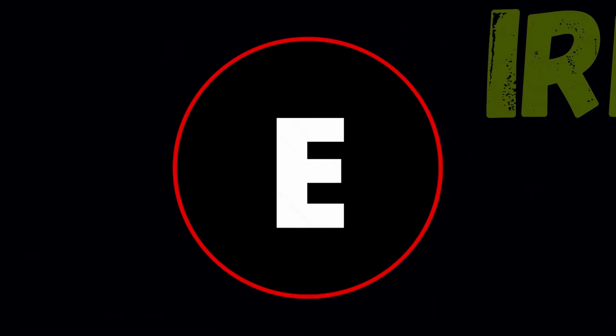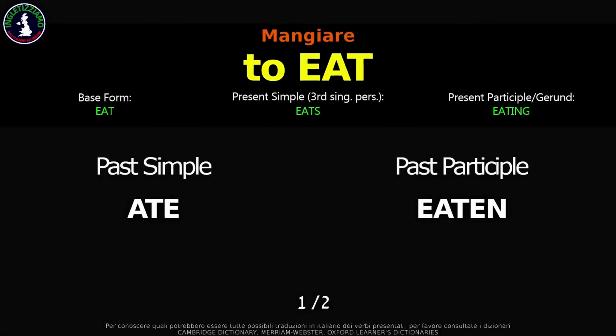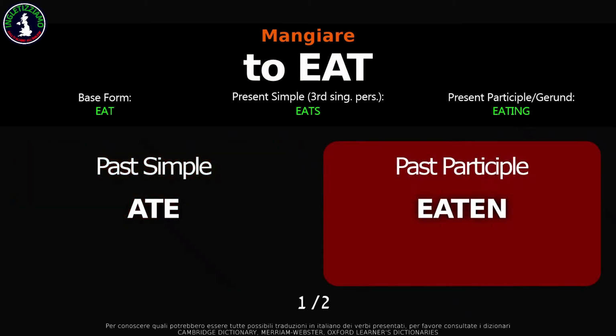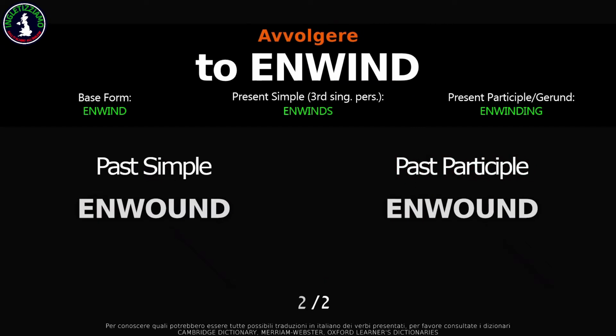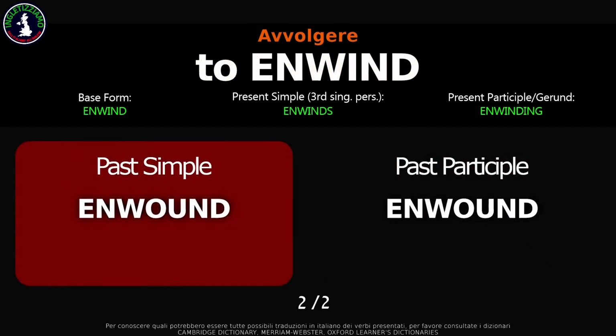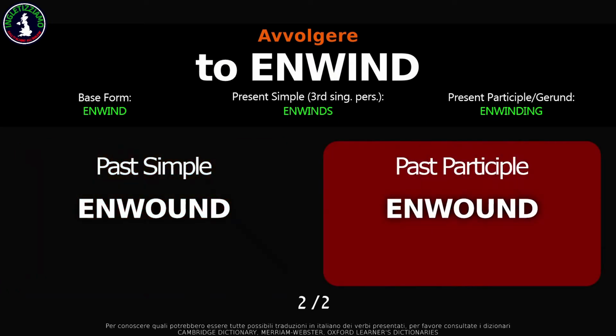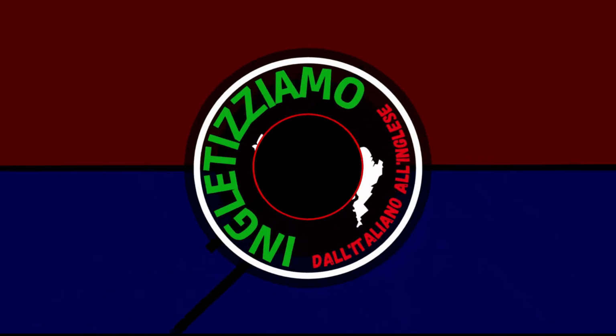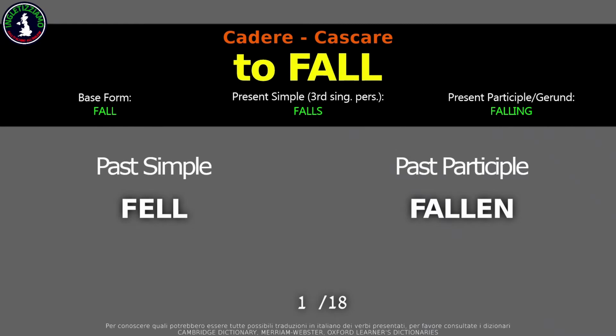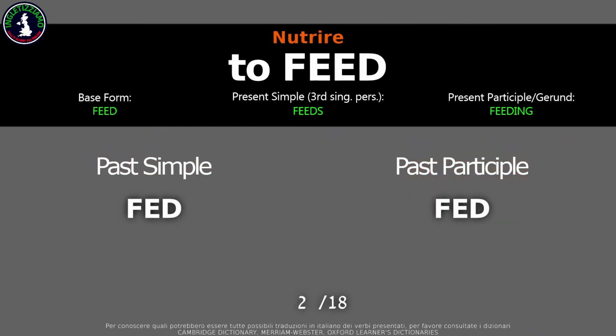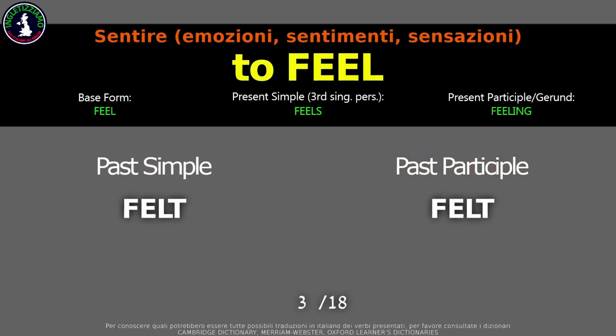Irregular verbs with the letter E. To eat, ate, eaten. To unwind, enwound, enwound. Irregular verbs with the letter F. To fall, fell, fallen. To feed, fed, fed. To feel, felt, felt.